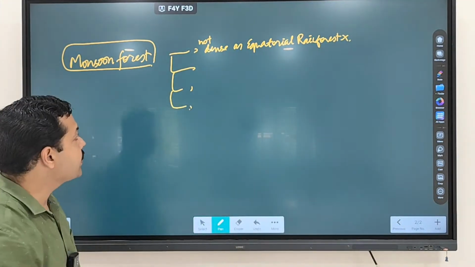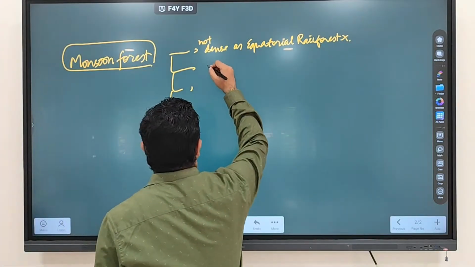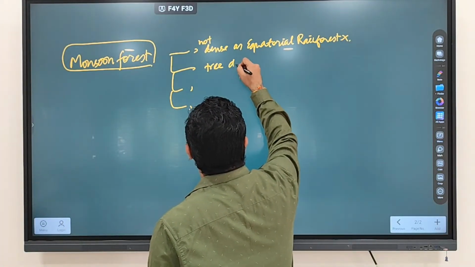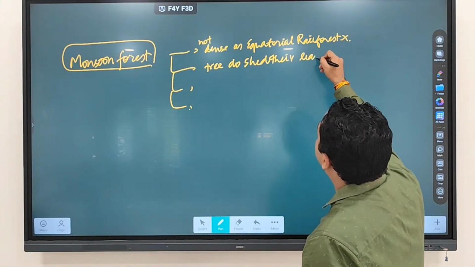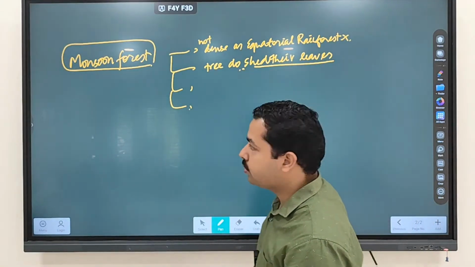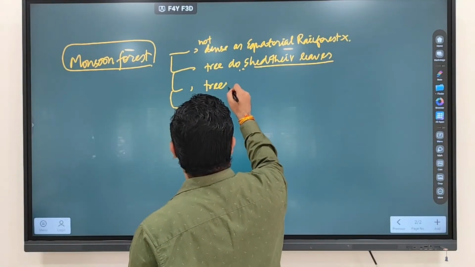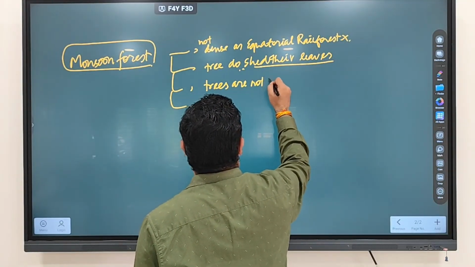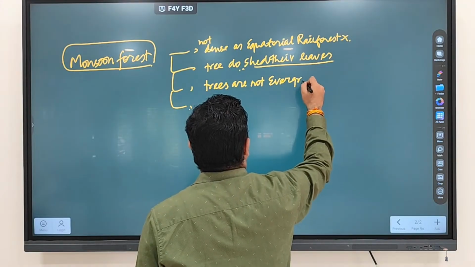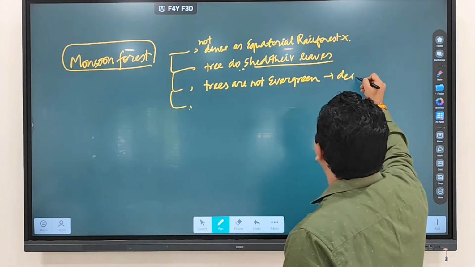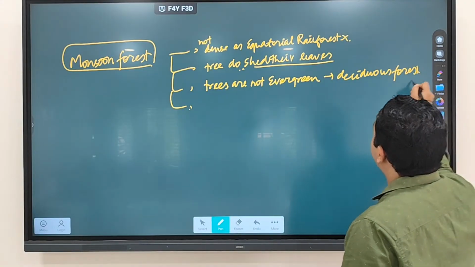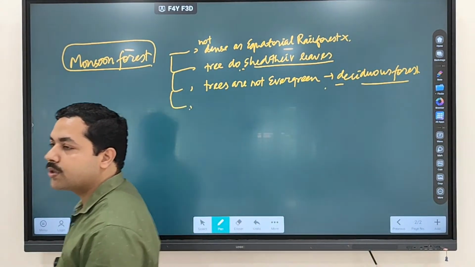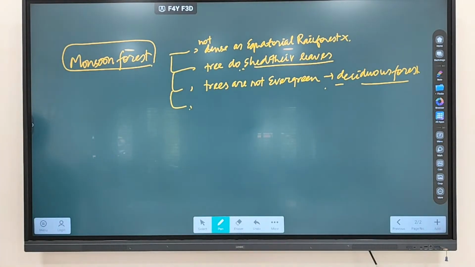Fine. The second important thing that you see is that the trees do shed their leaves. So trees are not evergreen. That's why they are referred to as which type of forest? Deciduous forest, because trees do shed their leaves. Fine.